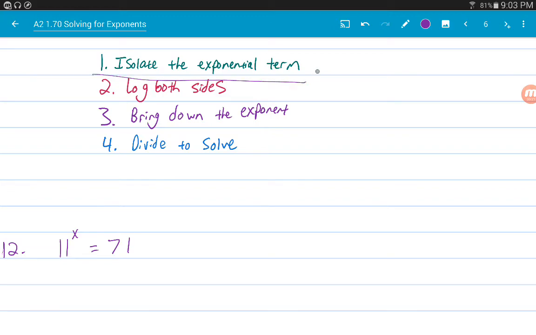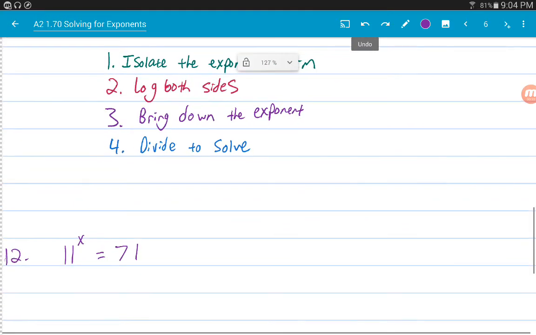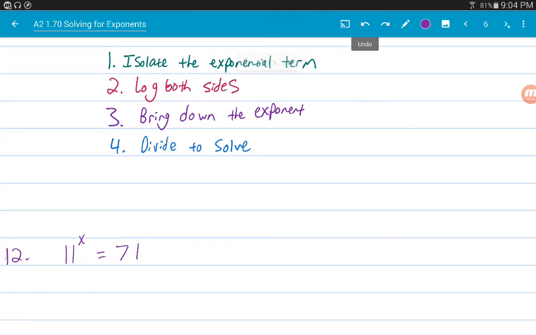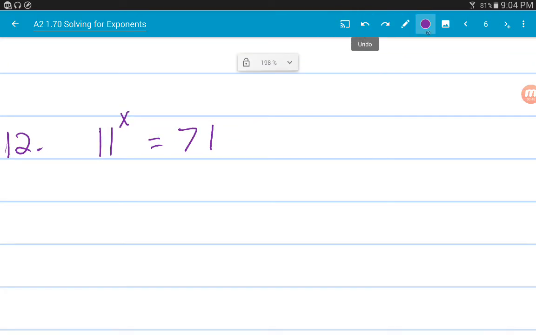Then we want to log both sides. That'll allow us to bring down the exponent, and then we can divide to solve. Now, in this case, for question number 12, 11 to the x power equals 71. The exponential term, the term with the exponent on it, is already isolated. So all we have to do now is log both sides, bring down the exponent, and divide to solve. And we'll need a calculator for this.